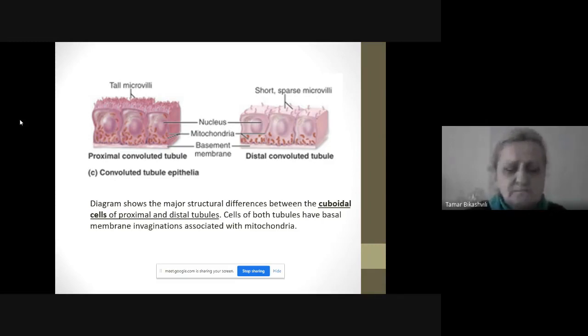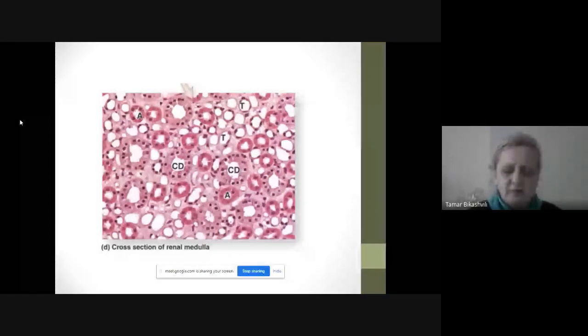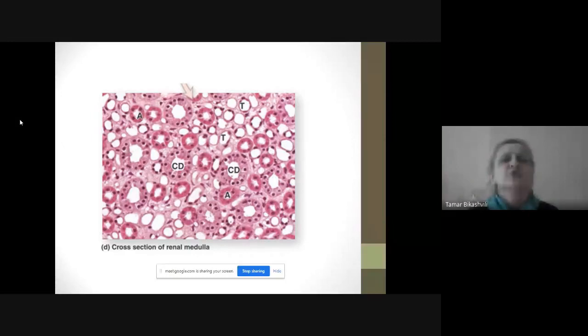Now about the loop of Henle. Here are thin tubules. If in the distal and proximal convoluted tubules we have cuboidal cells, here in the loop of Henle there are more flat cells. These cells are squamous cells, in the thin descending and thin ascending limbs. So now, what proceeds in the loop of Henle?